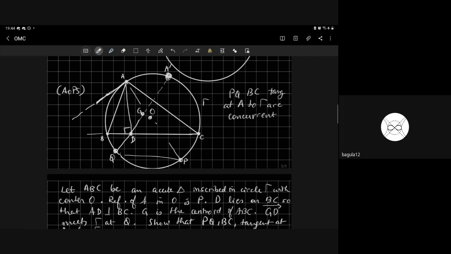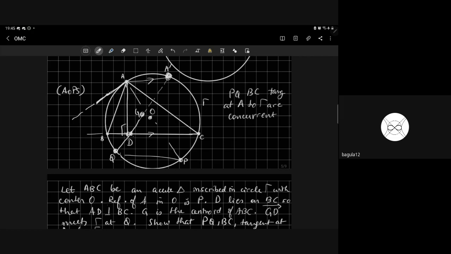Can you say something about A prime? A prime is parallel to BC. That's right. So anybody with a short proof of this? G is the centroid. We haven't used that yet. So just a moment. AD is perpendicular to BC and G is the centroid.